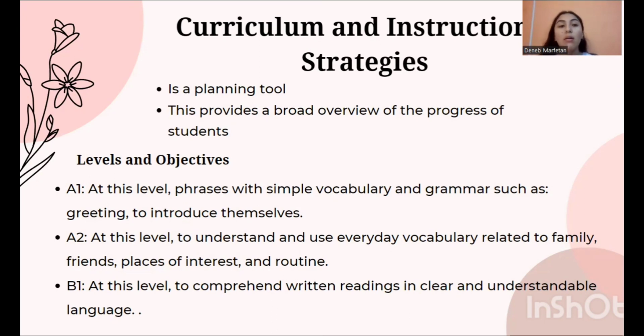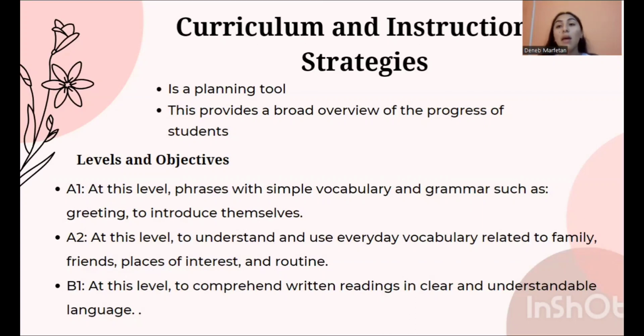There are three general levels and their objectives. The first one is A1. At this level, students are going to learn phrases with simple vocabulary and grammar, such as introducing themselves, personal information, and so on. A2, the second one: at this level, students are going to understand and use everyday vocabulary related to family, friends, places of interest, and routine.